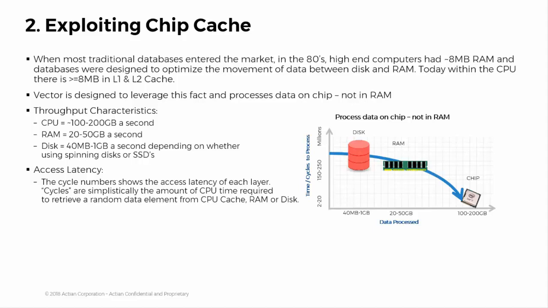So that's why it's really important to us to be able to leverage that in-chip cache as a staging area for data. So the data within Vector lives as a compressed vector its entire life until it gets to the chip cache, and that's where it's decompressed. So that is another big part in why we're as fast as we are.